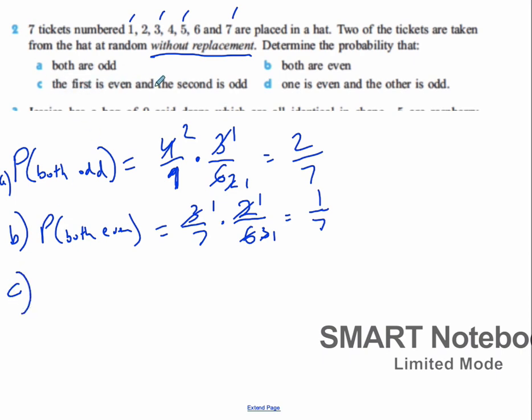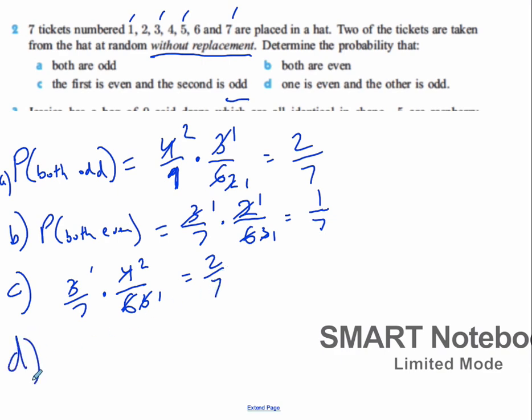The first is even, and the second is odd. Okay, so let's work that out. First one is even, 3 out of 7. Now for the second one to be odd, there are 4 odd ones left, but the total is only 6. So let's start simplifying. 2, 3, and then these 3's cancel. We get 2 out of 7.